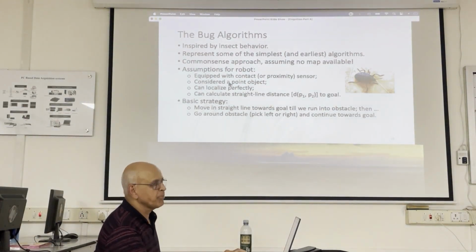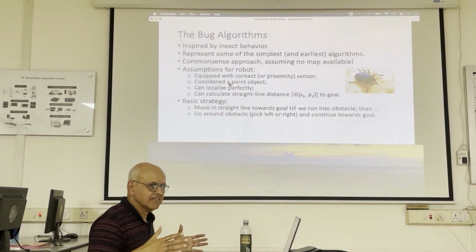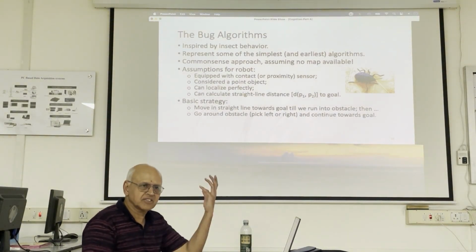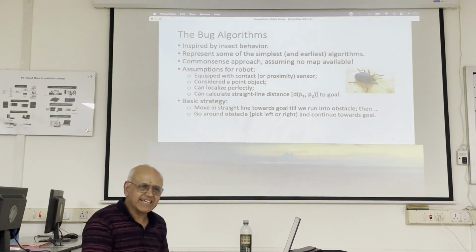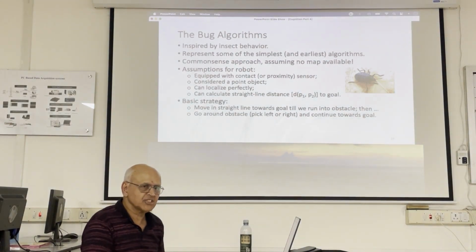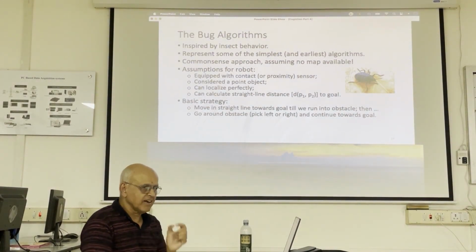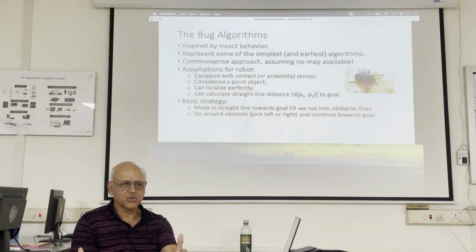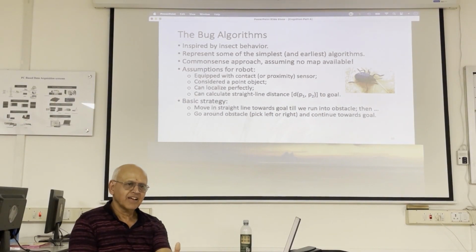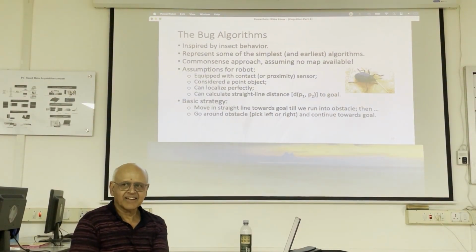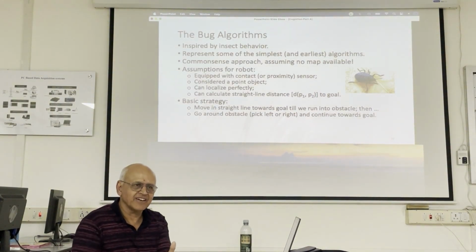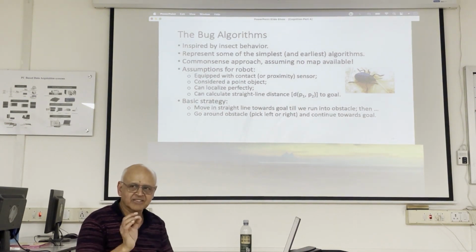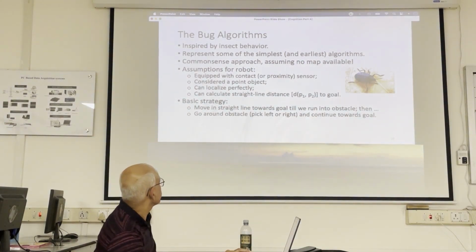The robot is considered a point object. In other words, it has no dimension. So that is a simplification, right? Because this was an early algorithm in textbooks only. It was not meant for implementation. So the robot is assumed to be a dot. That's a problem because when you're going through a gap between obstacles and the robot is not a dot, then you got to ask the question, am I going to fit here? Here you don't worry about it because it's a dot. And it's equipped with a contact sensor.